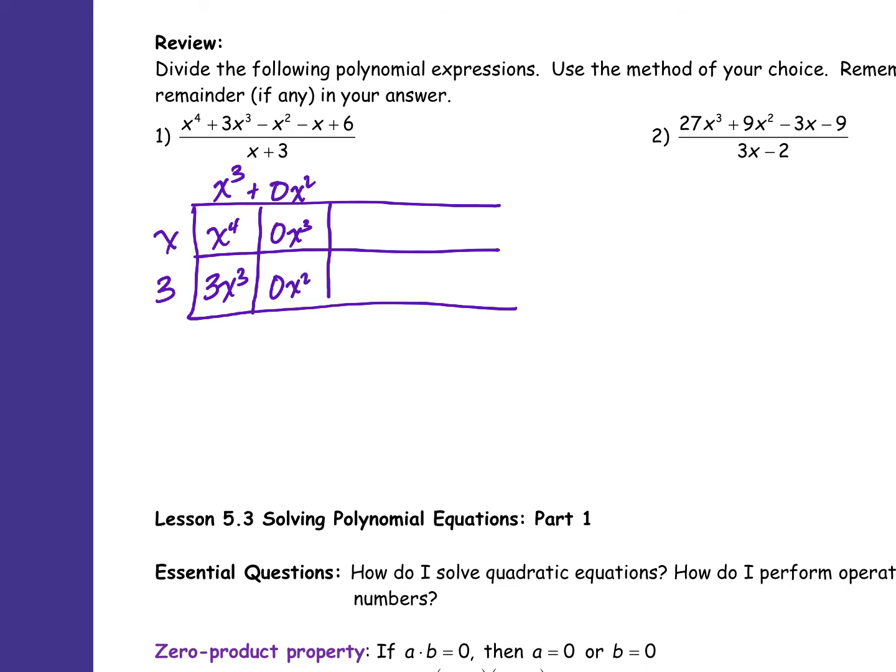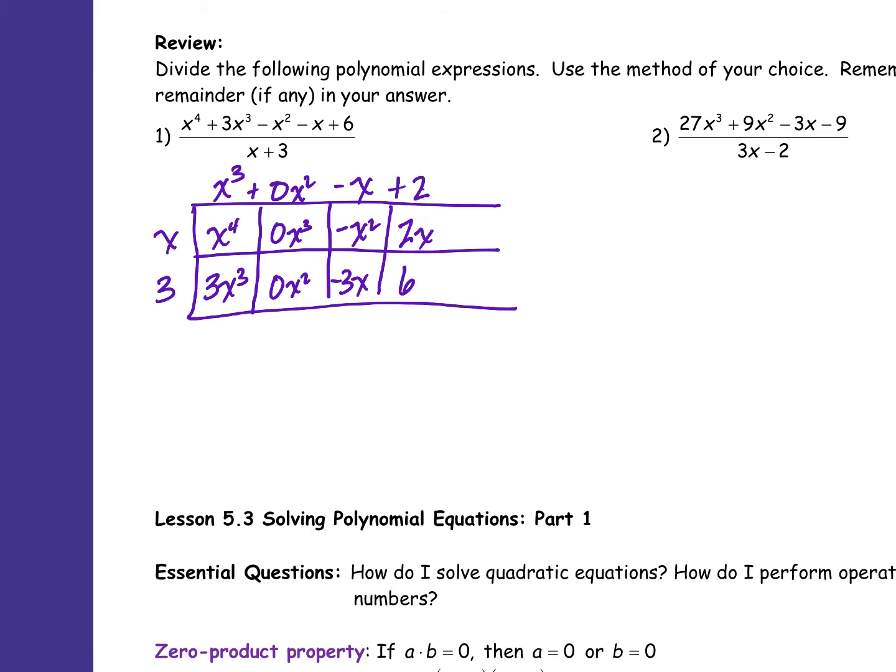So what do I add to 0x squared to get negative x squared? Well, negative x squared. So I multiply by negative x. And negative x times 3 is negative 3x. And what do I add to negative 3x to get negative x? I think that's 2x. Yep. And what do I multiply x by to get 2x? 2. 2 times 3 is 6.